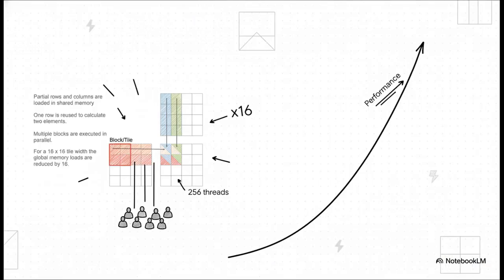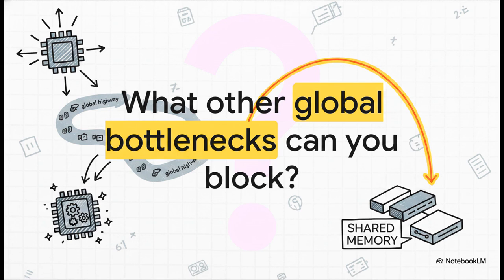And guys, here is the massive payoff. By utilizing a 16 by 16 tile loaded right into shared memory, we grab that block just one time, and then 256 threads get to use it over and over again for their dot products. This immediately reduces our global memory loads by a factor of 16. That's huge. This massive reduction in data traffic launches our arithmetic intensity straight up the roofline graph, right toward that sweet, compute-bound peak. So, as we wrap up this explainer, I want to leave you with a challenge.